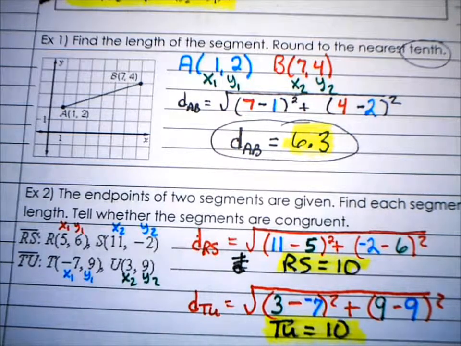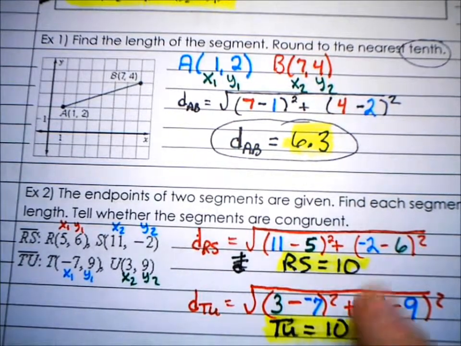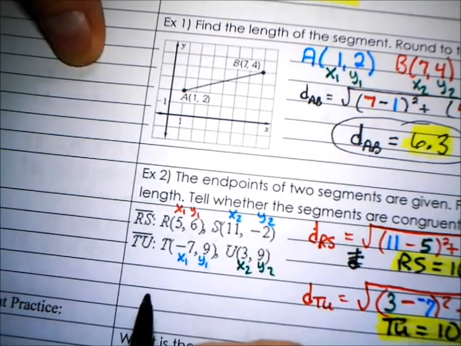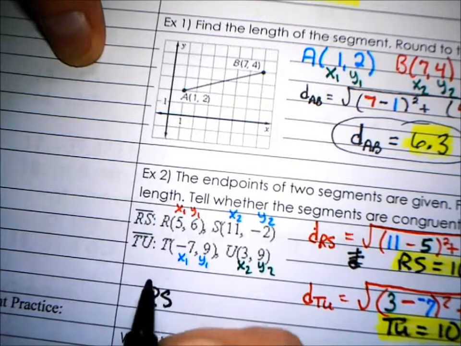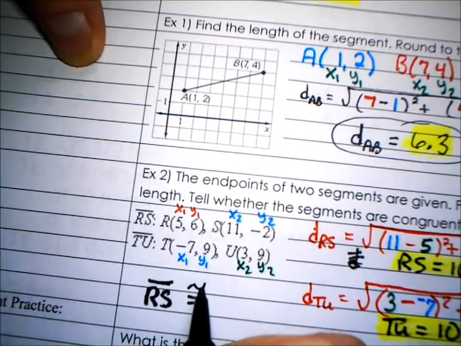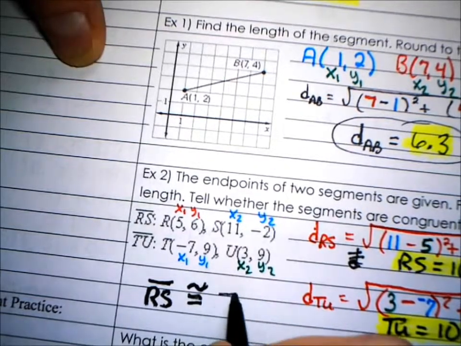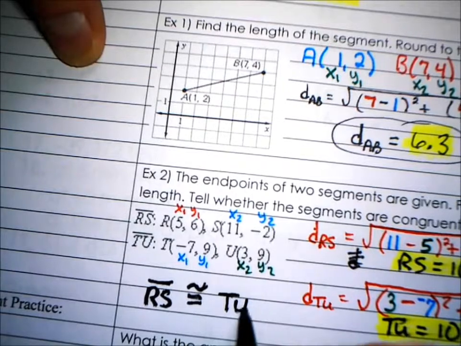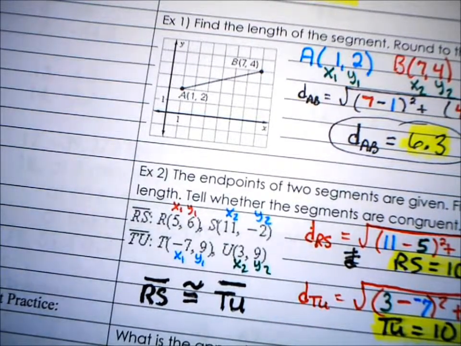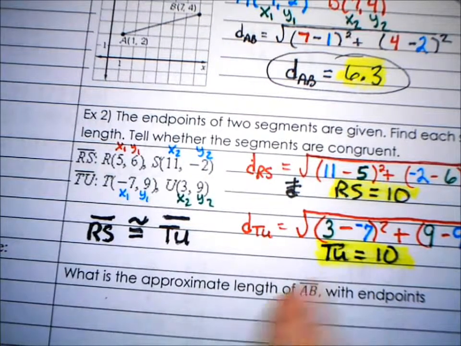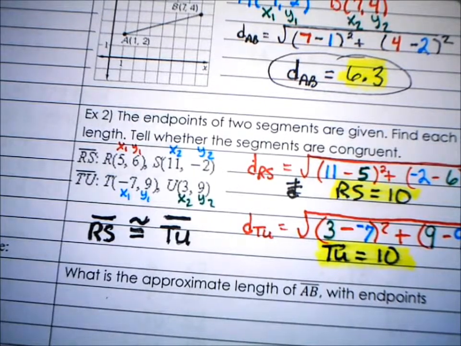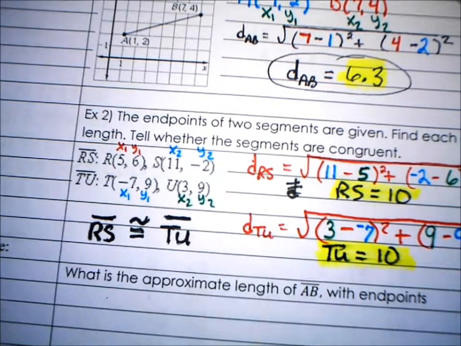And now the third one says, tell whether the segments are congruent. Are these two segments congruent? Yes, they are. So I'm going to say RS, and it's the segment, so put your segment symbol, is congruent to TU, and make sure you put your segment notation. If these two segments were not the same length, then I'd have the same symbol, except I have one line drawn through the equals part. And this is your final answer.